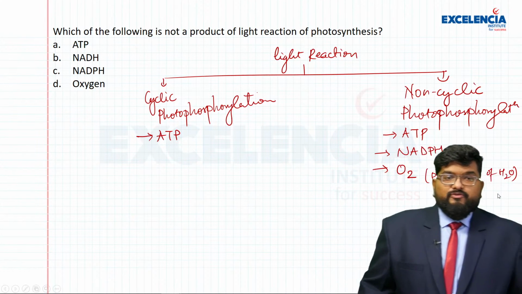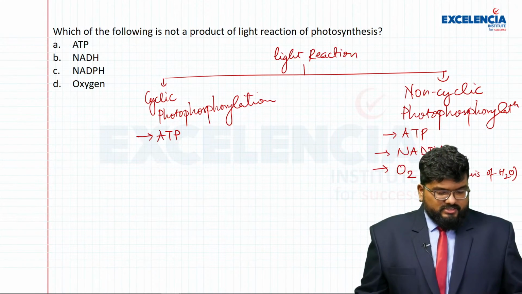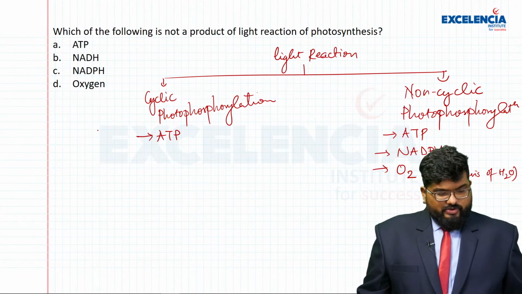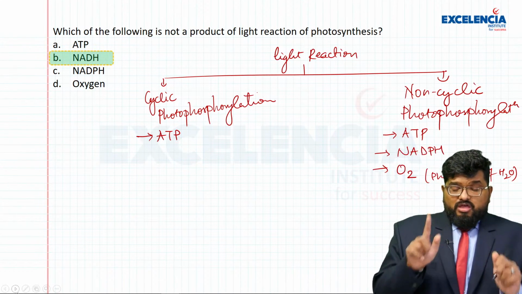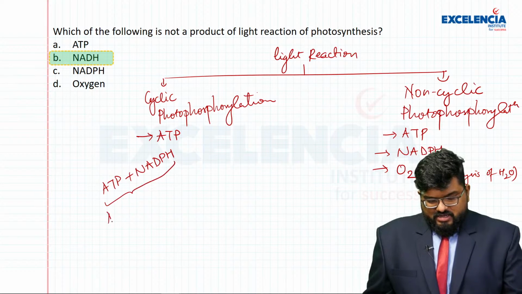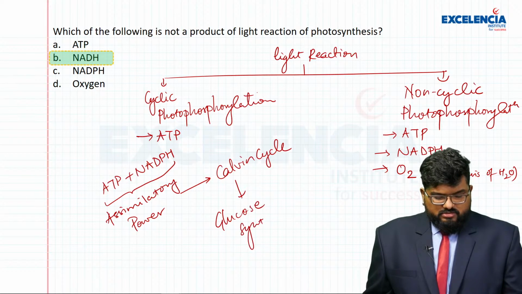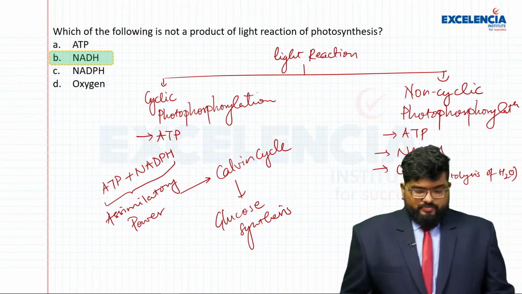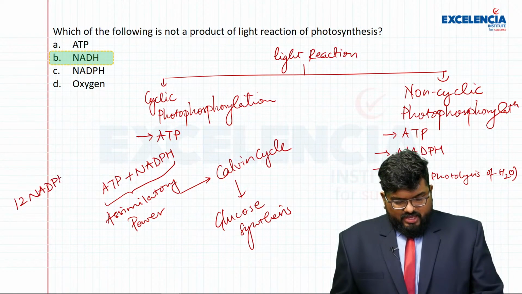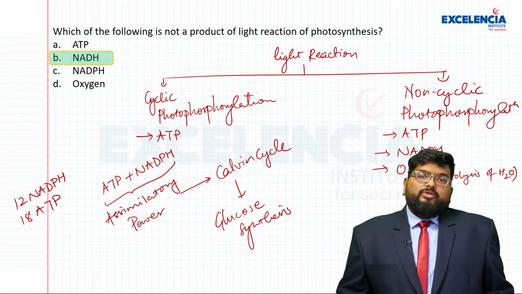ATP is from photophosphorylation, NADPH is formed in non-cyclic photophosphorylation, from the electrons that come out from PS1. ATP in cyclic photophosphorylation. Got it? So the answer over here is NADH. Remember that ATP and NADPH are together called the assimilatory power, and it is utilized in the Calvin cycle for glucose synthesis. So a total of 12 NADPH and 18 ATP are required for the synthesis of one glucose molecule through the Calvin cycle.